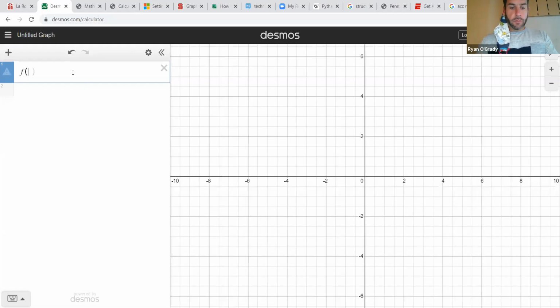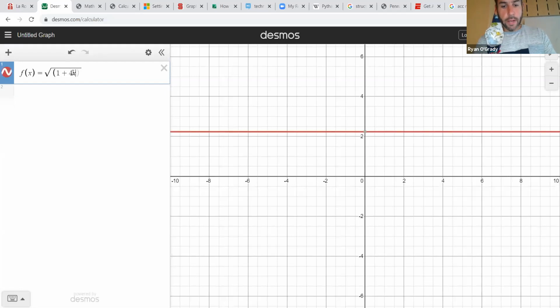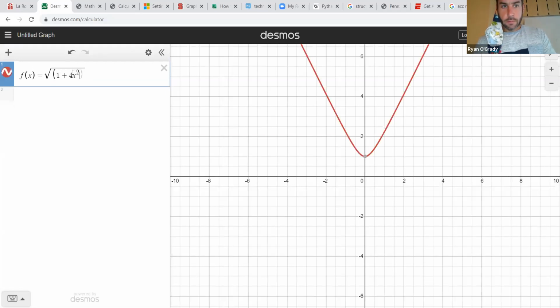So here's a quick way of doing it. Let's tell it what the function is. Now be careful, the function we're trying to integrate is not x squared. We're trying to integrate the square root of 1 plus 4x squared. This is what we're trying to integrate.